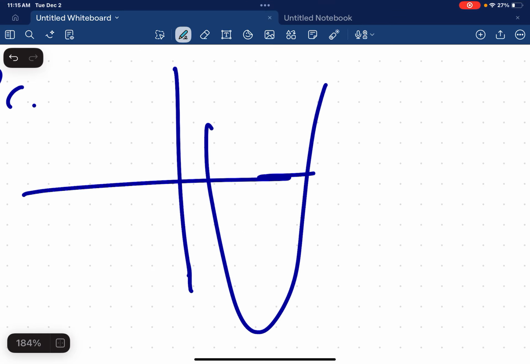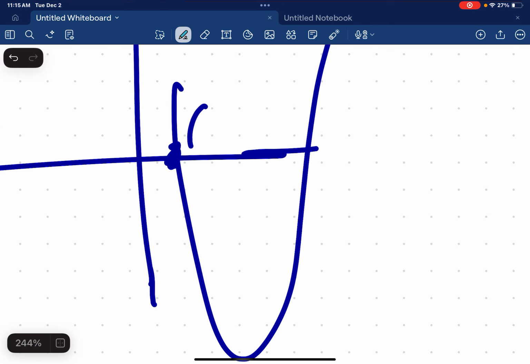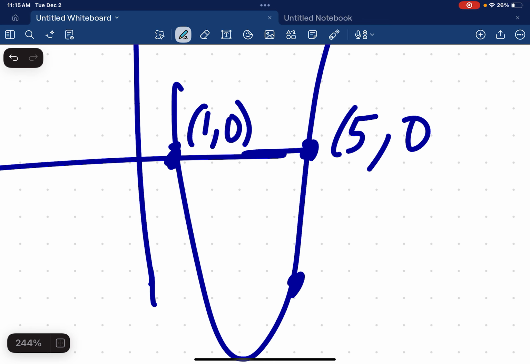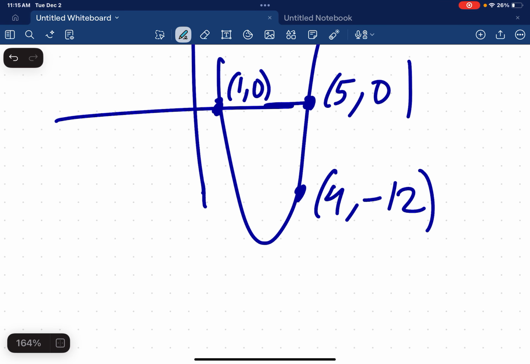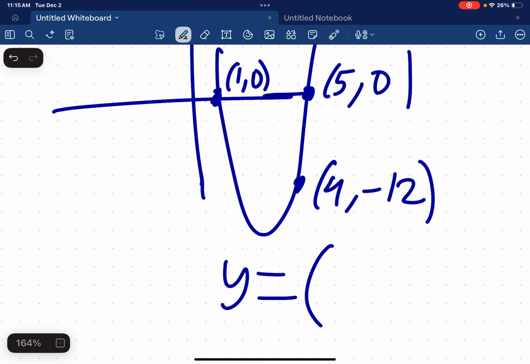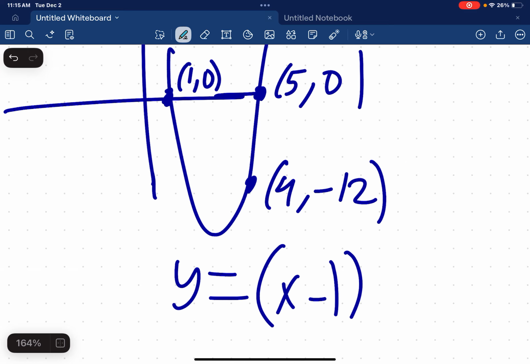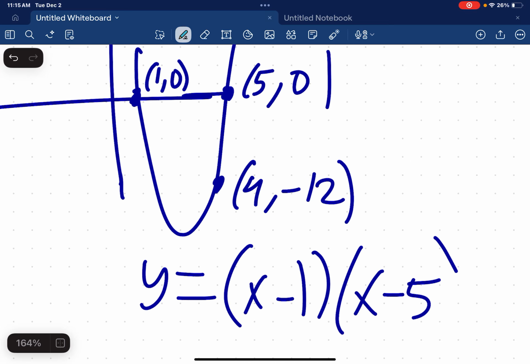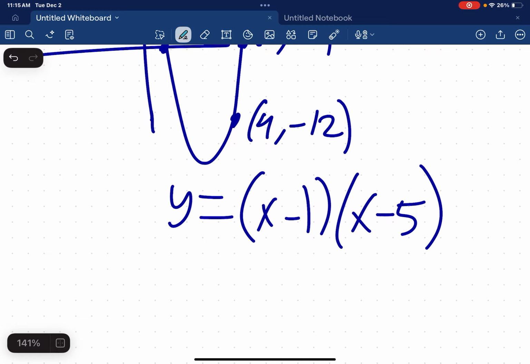Over here, we have the points (1, 0), (5, 0), and then it gives us the point (4, -12). Once again, we're going to write this in factorized form. When x equals 1, y equals 0, and when x equals 5, y equals 0. I'm going to put an a out here and solve it a different way. So we're going to plug this into here now.